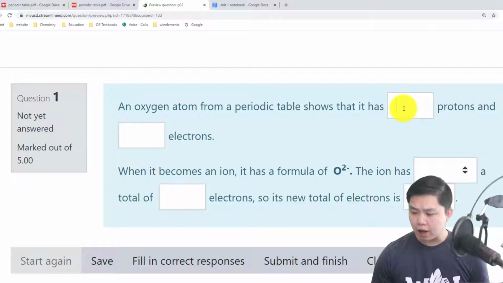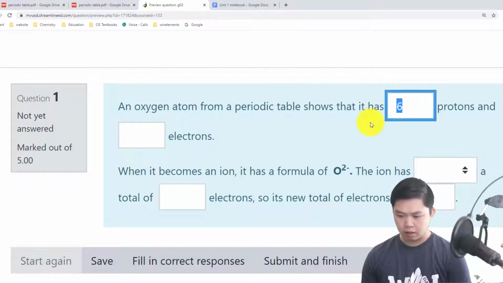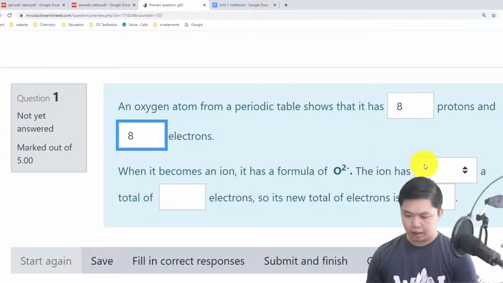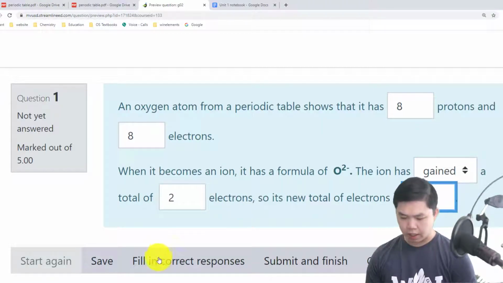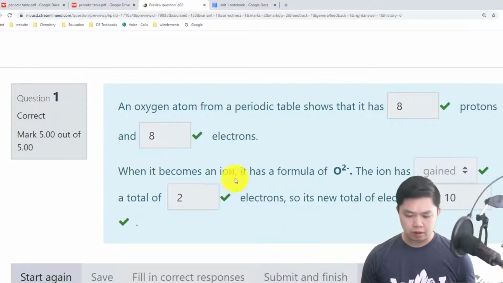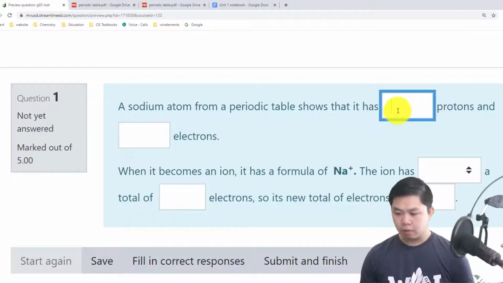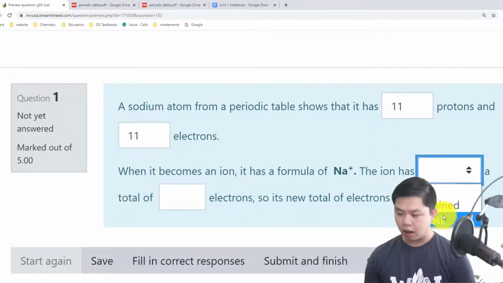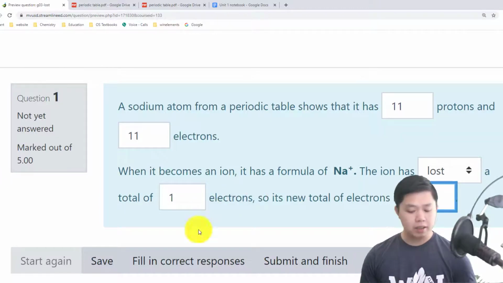So let's go check our answer. We have oxygen, right? We have 8, and it has gained a total of 2 electrons, so the total is 10. There you go. Submit and finish. Isn't that nice? Now let's check the other one with the sodium. Well, we know sodium has 11. This one is 11 when it's neutral. And it has lost a total of 1 electron. And how many electrons does it have now? 10.